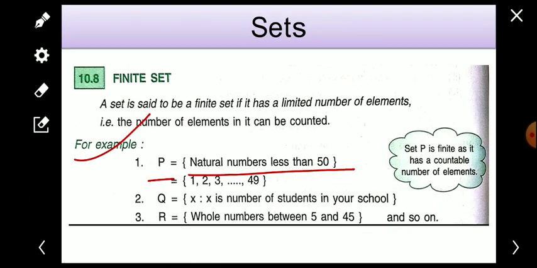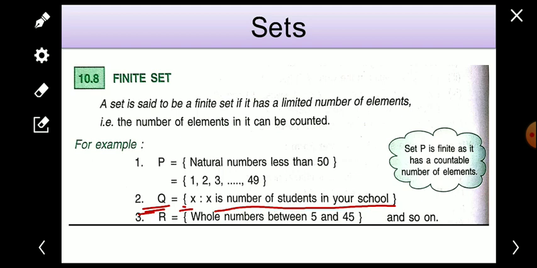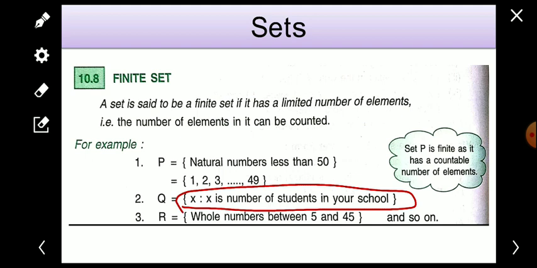So this is the finite set. Now Q is the set of what? Q is the set of elements x such that x is a number of students in your school. So actually Q is the set of the number of students in your school. Obviously, all the students can be counted, how many students are there in the school. It means there are limited or countable numbers of students. It means this set has a countable number of elements. So this is the finite set.